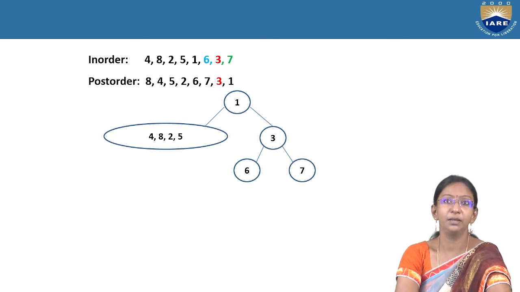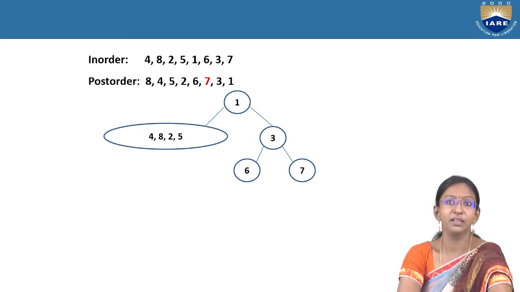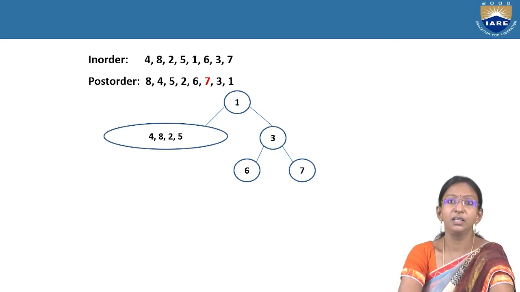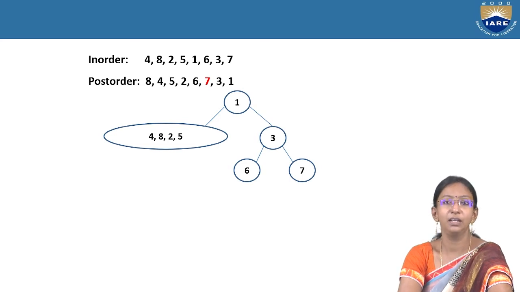The next element in post-order is 7. If you identify 7 in in-order, its left is 3, which is already an individual node. We cannot touch it. Right? And on its right side, it is not having any elements. So 7 is a leaf node. Next element in post-order is 6. Even 6, left side is 1, which is the root node. Right side is 3, which is the parent of 6. So we cannot touch. Even 6 is a leaf node.